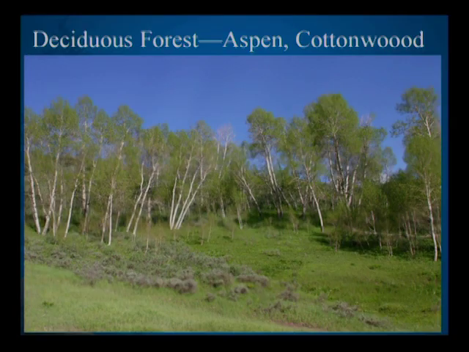The other major type of deciduous trees that we find in the ecosystem would be cottonwoods. There are a few species of cottonwoods, and we tend to find those along waterways, and those are part of riparian ecosystems.